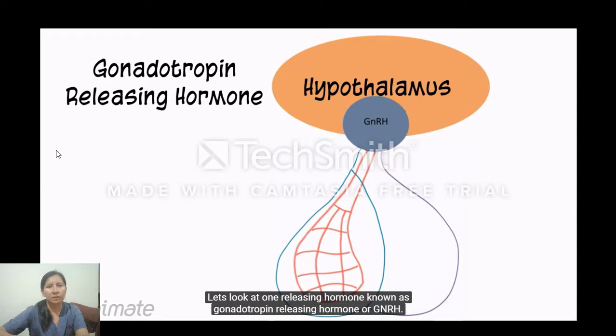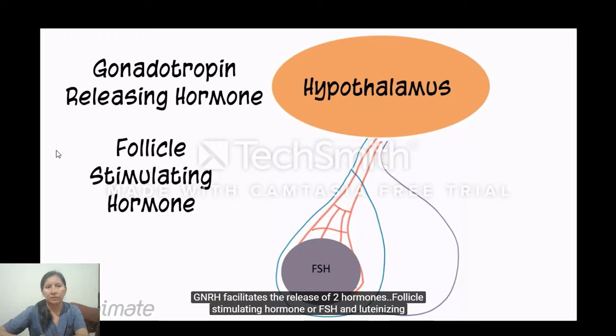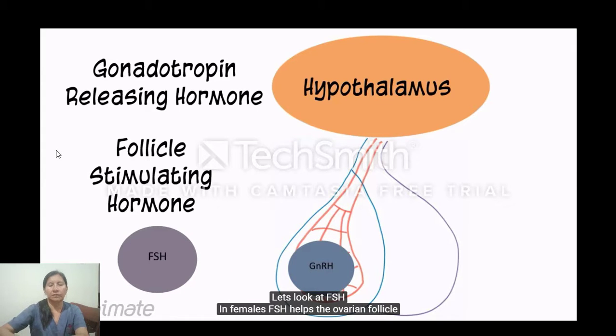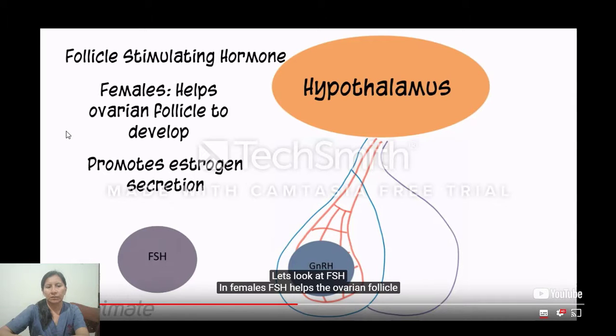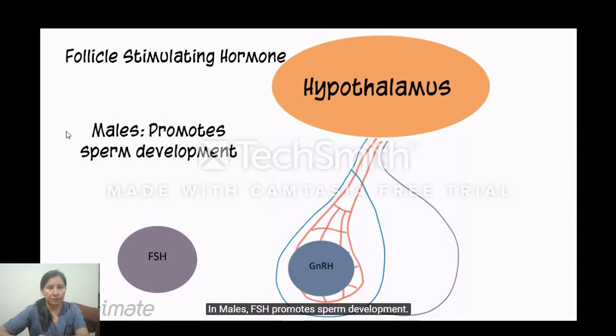Let's look at one releasing hormone known as gonadotropin releasing hormone, or GnRH. GnRH facilitates the release of two hormones, follicle-stimulating hormone, or FSH, and luteinizing hormone, or LH. Let's look at FSH. In females, FSH helps the ovarian follicle develop and promotes estrogen secretion. In males, FSH promotes sperm development.